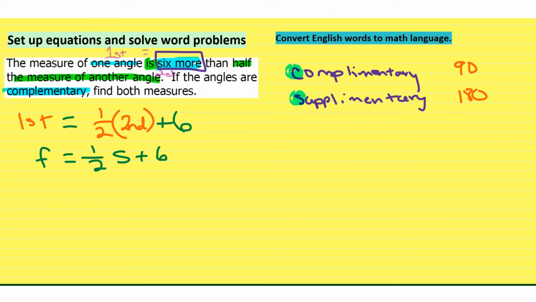So that's how I keep them straight. C goes with 90 because C comes first in the ABCs, and 90 comes first in the numbers. S comes second in the ABCs, just like 180 comes second in the numbers. So that's how I keep them straight.